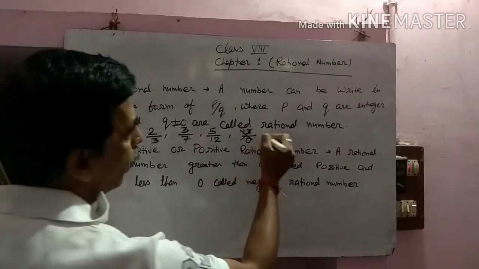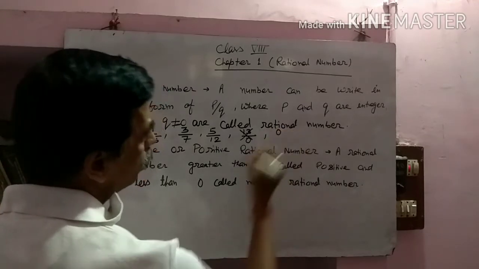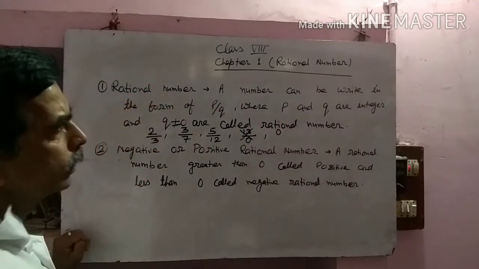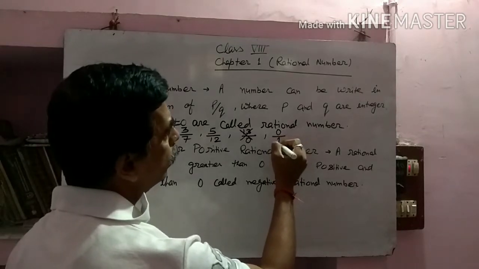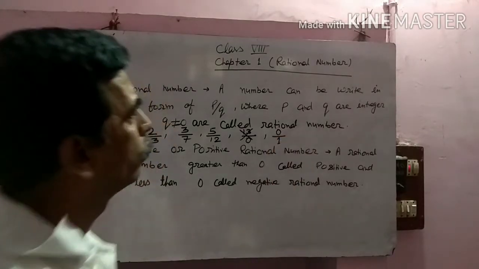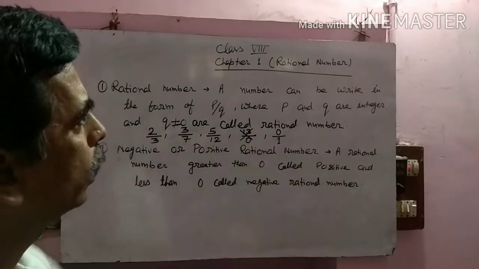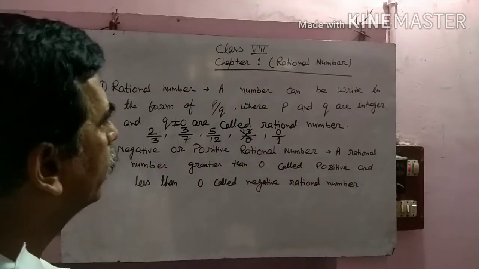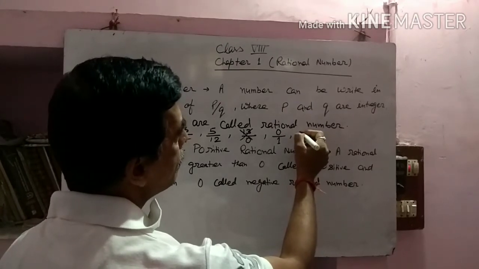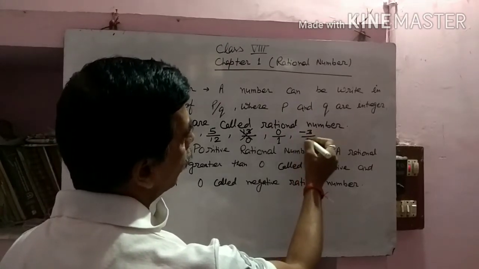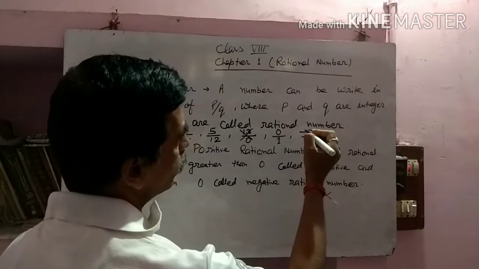Okay? And 0, as you know, 0 is an integer and we can write it as 0 by 1. The value will remain 0, so 0 is also a rational number. Okay? Similarly, 3 by 5 is also a rational number.